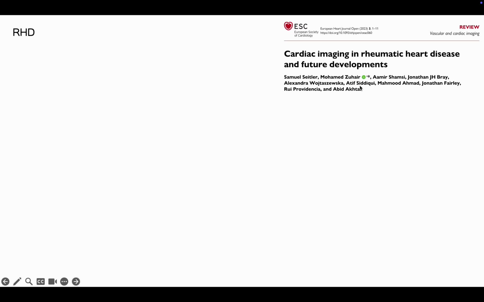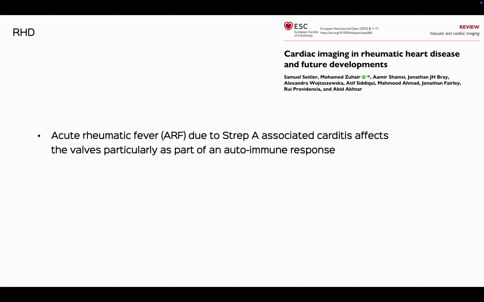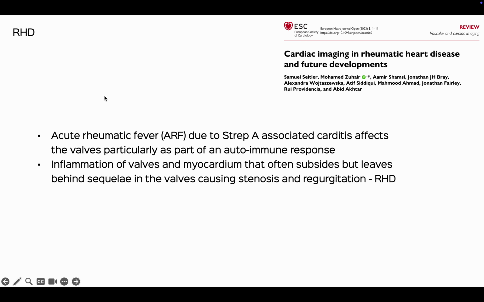So there's been this nice article that came out in 2023 in EHJ Open, which talks about rheumatic heart disease. And we all know from our MBBS days, it's acute rheumatic fever, strep A, and then there's an autoimmune response causing a carditis, which is both myocarditis and valvitis, if that's a word you'd want to use. And then when the inflammation subsides, the myocardial sequelae are minimal, but you do have sequelae in the valves causing stenosis and regurgitation.